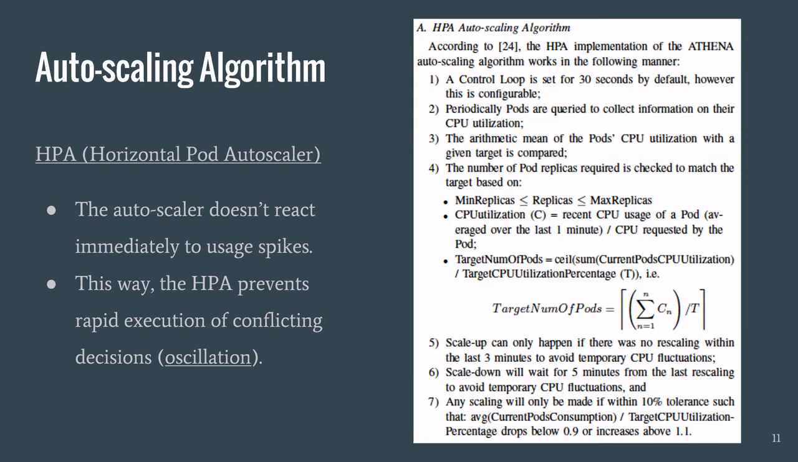So the authors then talked about this algorithm, the horizontal pod autoscaler. The first version was only based on observed CPU utilization and memory usage, but then they evaluated the one that we see on the screen. The autoscaler doesn't react immediately to user spikes. We can see in number 5 that a scale up can only happen if something happens in the last 3 minutes, and in number 6, a scale down will wait for 5 minutes. This way, the algorithm prevents rapid execution of conflicting decisions.